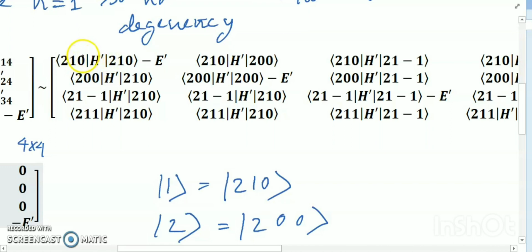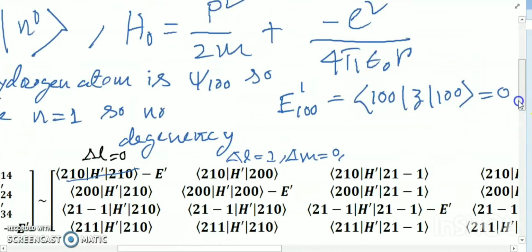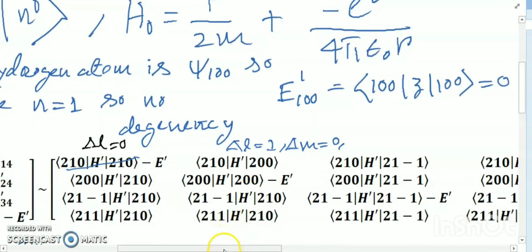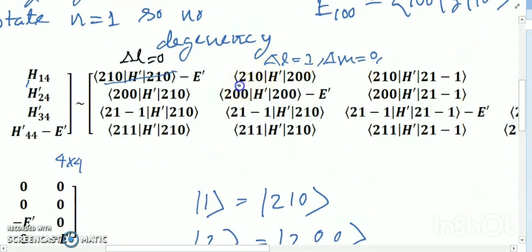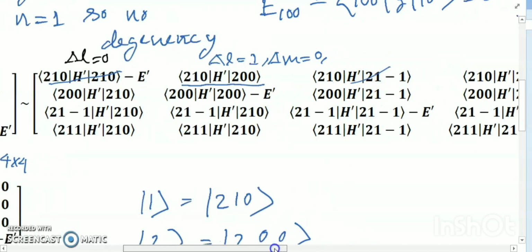Now friends, you see that in here del L equals 0, so this element is 0, and in this element del L equals 1 and del M equals 0. With the help of the z direction selection rule, we get this value exists, and this value is 0 because here del L equals 0.